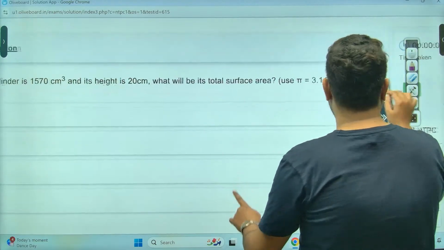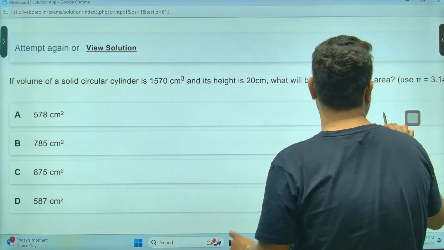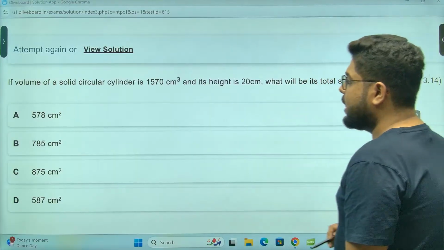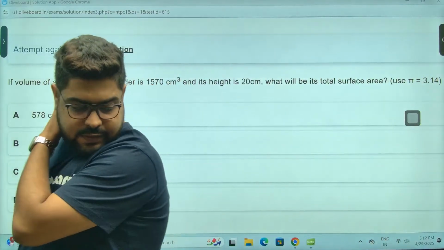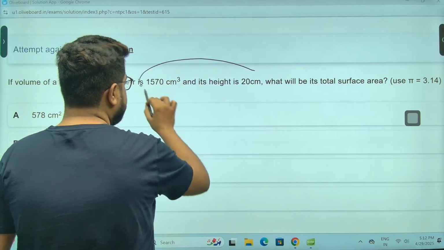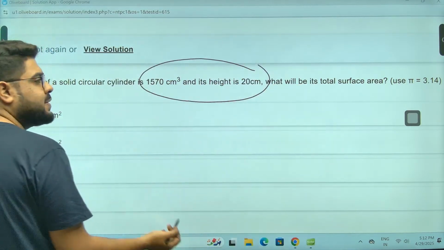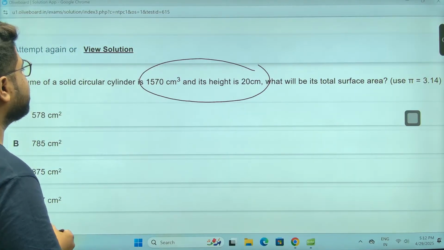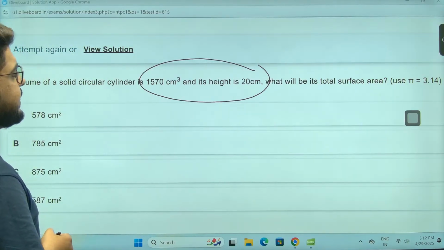Cylinder question. Let's see cylinder. Volume of a solid cylinder is given. Height also given. Total surface area. It's very simple, sir. Volume is given. 157 is not divisible by 7.